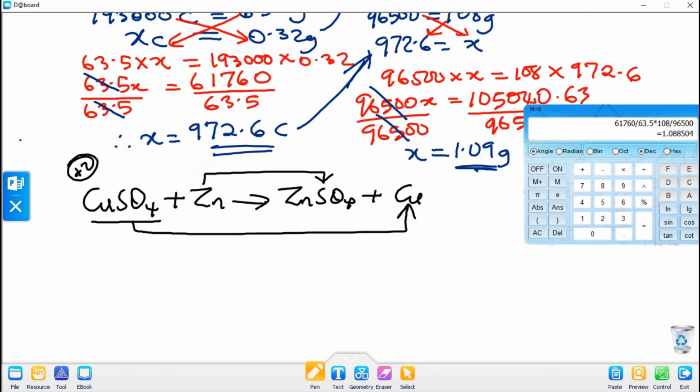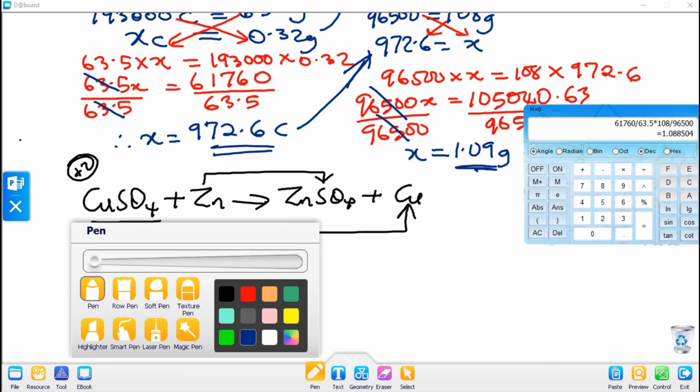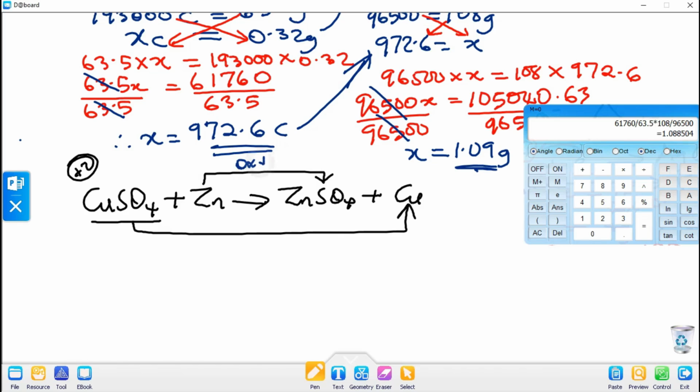So what it simply means is that zinc has been oxidized, but copper has been reduced. Copper has been reduced from copper sulfate to ordinary copper metal. But zinc has gone from ordinary zinc metal to zinc sulfate. Can you see that? So this is actually what has happened. The reaction of zinc going to zinc sulfate is oxidation. This process is oxidation.